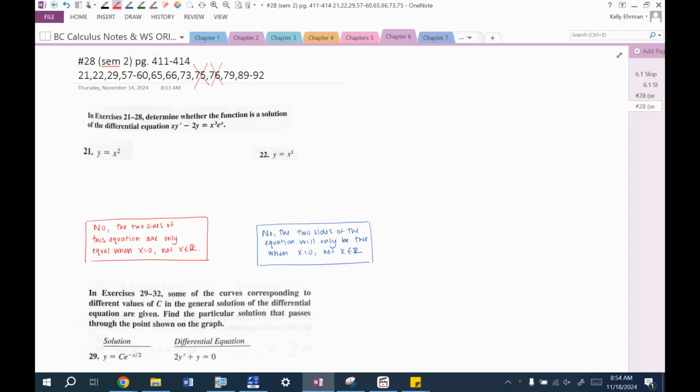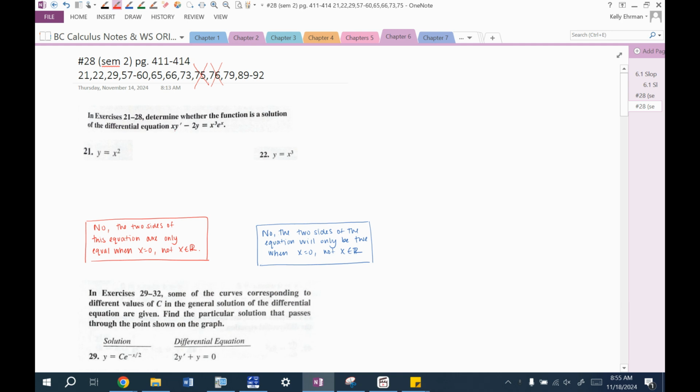All right, for these first couple of problems, these are kind of weird. It says determine whether the function is a solution of the differential equation x times y prime minus 2y equals x cubed times e to the x. So I left my answer here just because I didn't want to rewrite it. But how do you check whether a function is a solution? If this is a solution, I should be able to plug in x squared in place of y and have the two sides be equal.